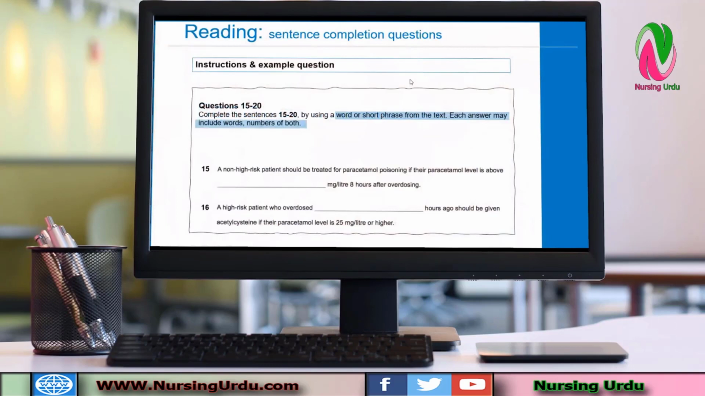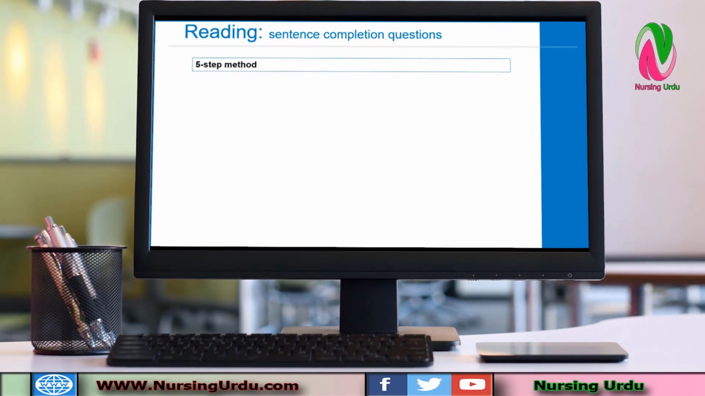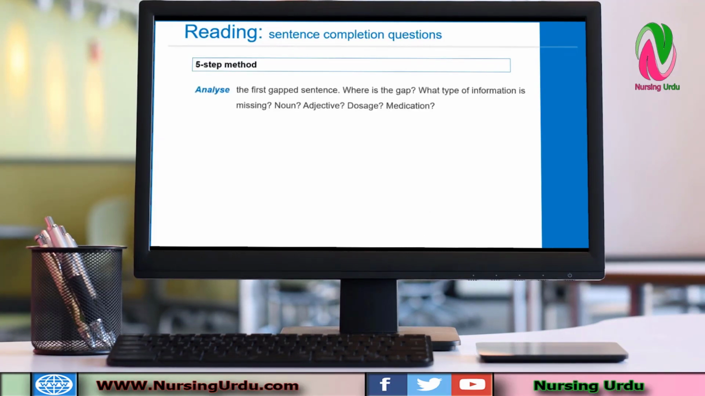So sentence completion, again, the instructions are a word or short phrase from the text. It doesn't specify the number of words, so just to be clear on that. Each answer may include words, numbers, or both. So we've got examples of what the questions might look like. We've got number 15 and number 16. So you need to look here and think about what's missing. Read the whole sentence and think what information is missing in the gap. So this is a similar technique to the short answer question, except we've got one more layer, and I'm going to be going through the 5 steps, so the extra layer here for the sentence completion.